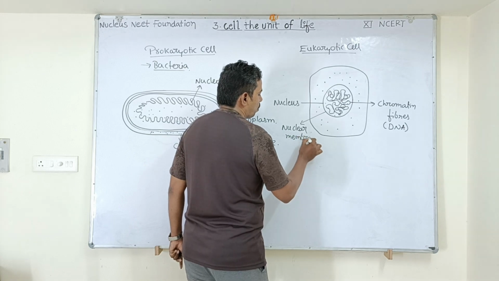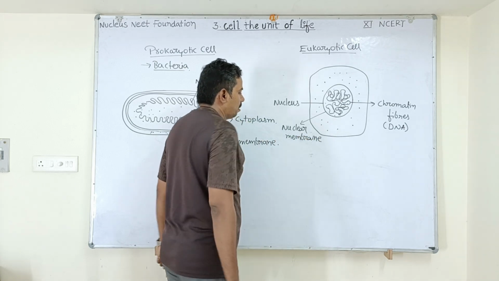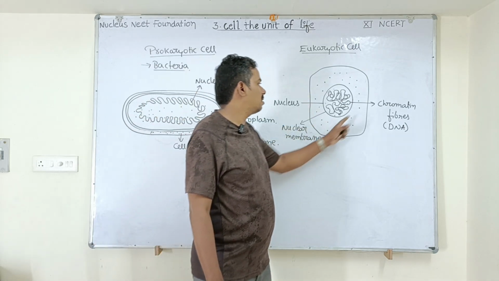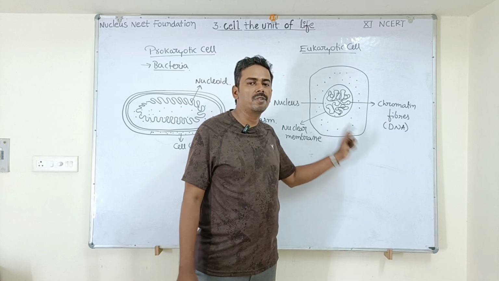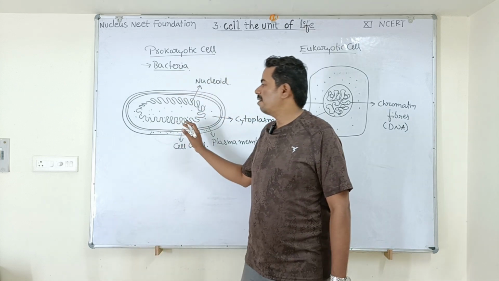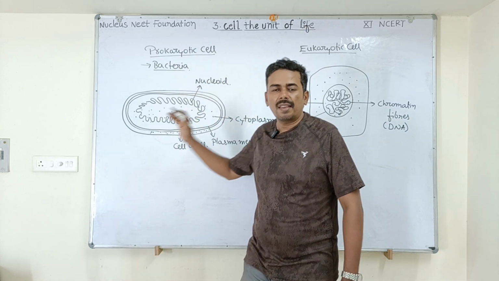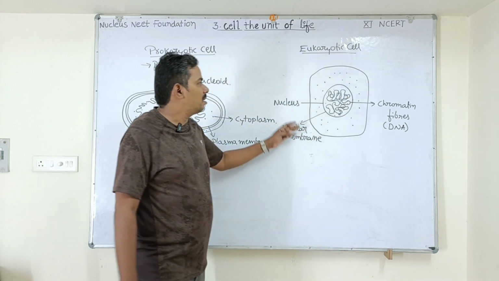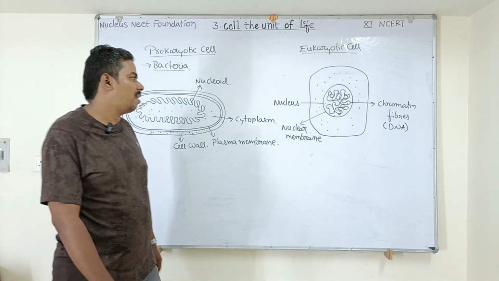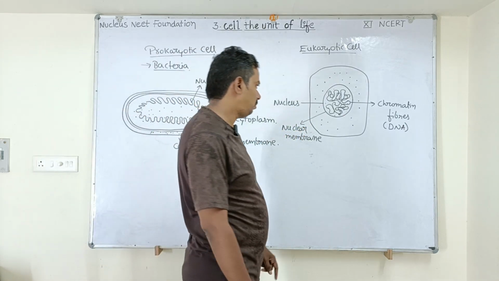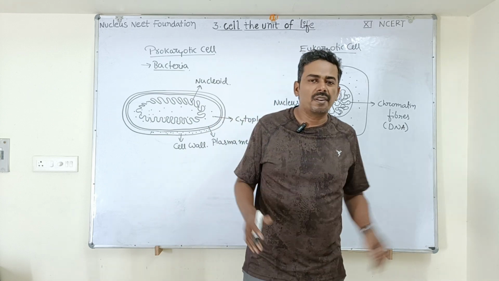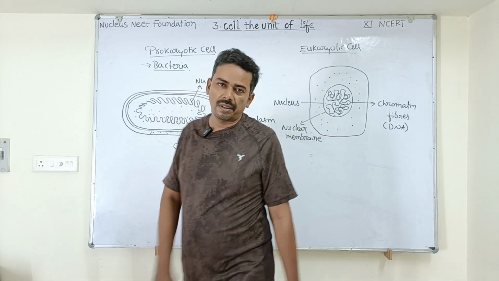चलो बच्चों मेरे साथ बोलो, nuclear membrane. Nuclear membrane. The nucleus is covered by a membrane called nuclear membrane. क्या इस prokaryotic cell में nuclear membrane है? नहीं है. Nuclear membrane is present only in the eukaryotic cell. Okay. Now let us see some more differences between the pro and eukaryotic cell.